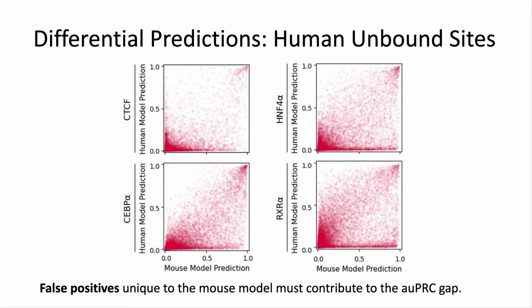And so it seems like these false positives might be a stronger driver of that AUPRC gap. Now you might be asking, is there anything special about those sites? Do they all have something in common, some genomic annotation that overlaps many of them? And the answer is yes.